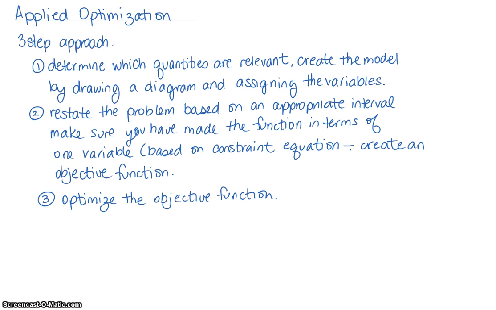There's a three-step approach in order to do this, and it's just like any word problem. First, you want to determine what is relevant to the problem, create the model, and assign your variables. The second part is restating the problem based on what's referred to as an objective function. It takes everything that you know about what's happening in this problem and puts it in terms of one variable. Then you optimize. In order to optimize, we take the first derivative and find the maximum or the minimum value. So let's look at an example.